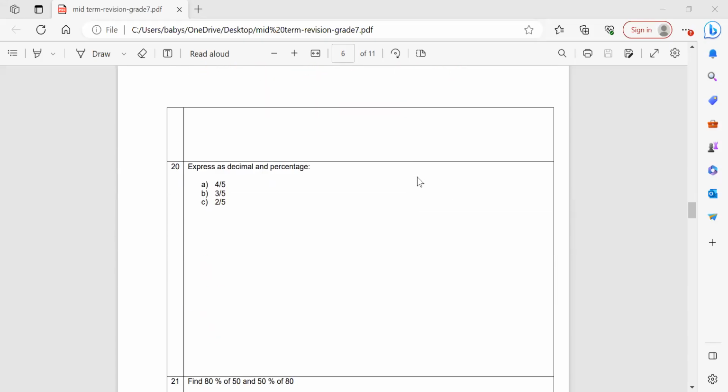So, okay, students, the next thing is, we were at some number 20 here, express as percentage and decimal. So, take the first one, 4 by 5. You can convert it to decimal by getting a power of 10 in the denominator, 4 into 2, 5 into 2. Numerator and denominator, you are multiplying by 2. 4 2s are 8, 5 2s are 10, 8 by 10 is 0.8.